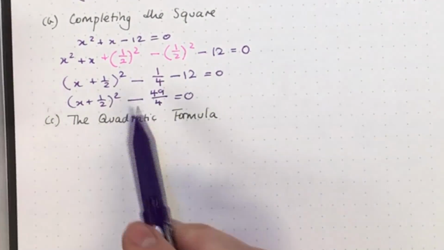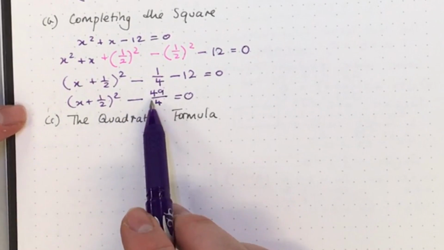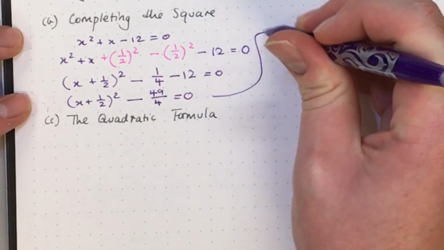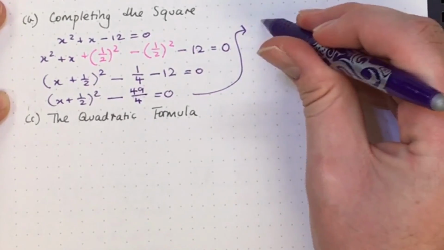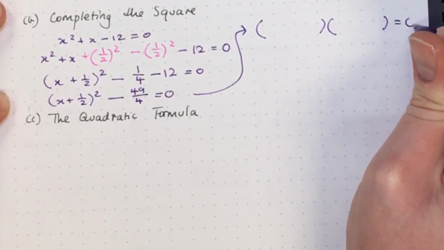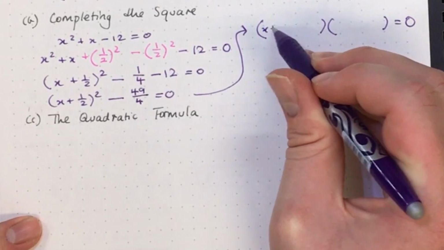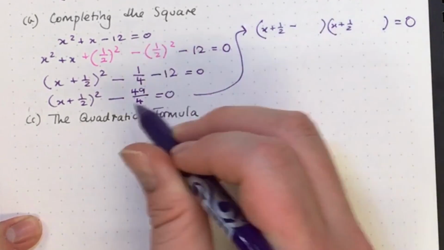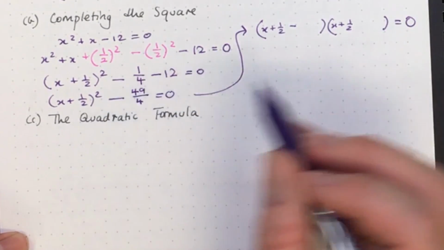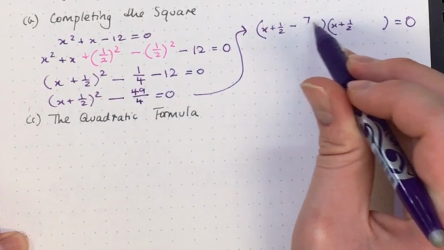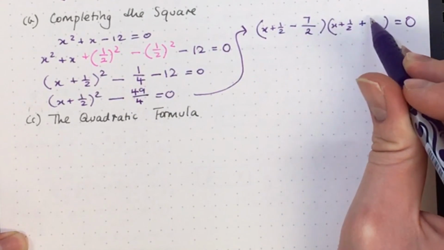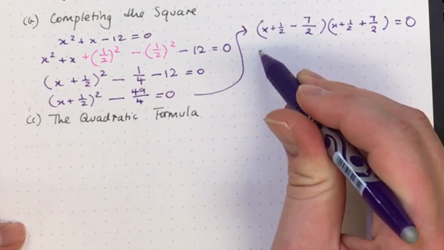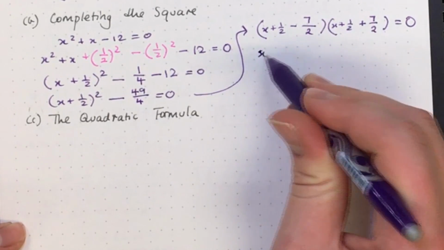So now we need to solve. We can see here this is in the form of something squared minus something else squared equals 0. So we can get this into 2 brackets. And so this becomes x plus 1/2 minus, what would be the square root of 49? 7. And the square root of 4? 2. And so plus 7 over 2. So each one of these brackets could be equal to 0.